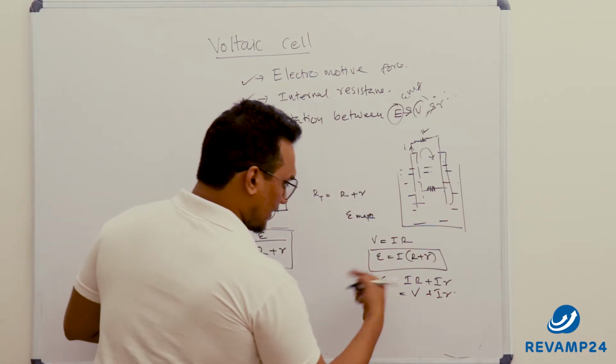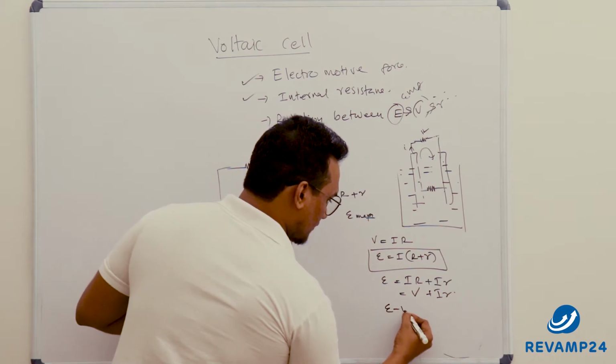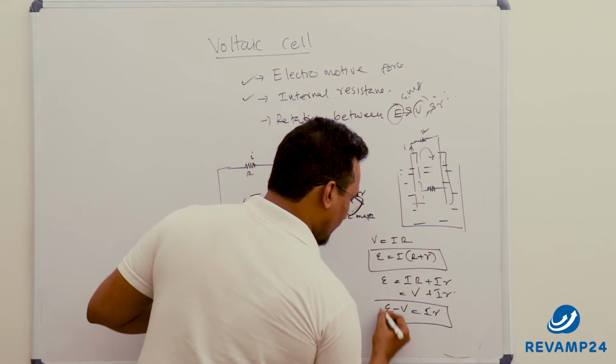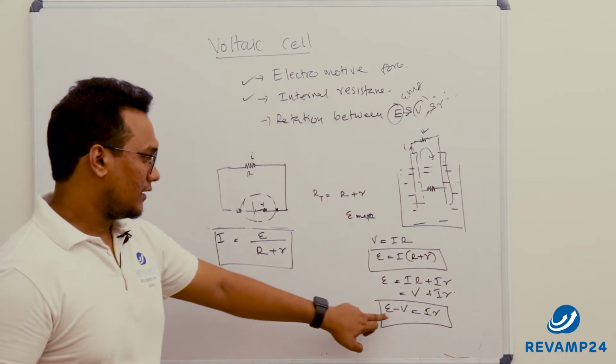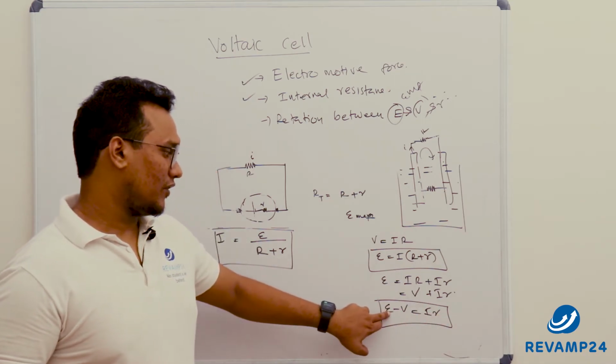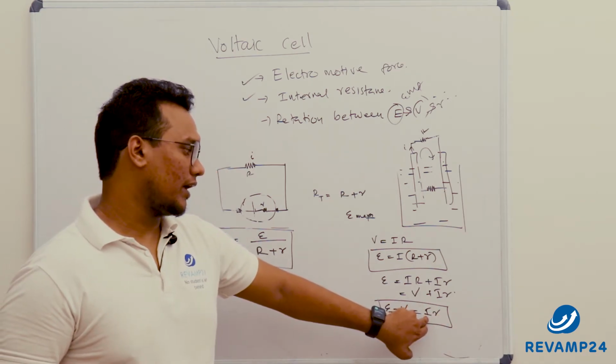Now from here I can take V this side. E minus V is equal to I into r. This is another very important relation. E minus V is equal to I into r. That is EMF minus terminal voltage is equal to I into r.